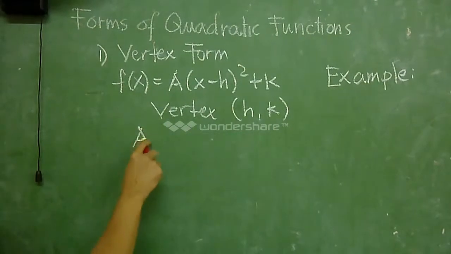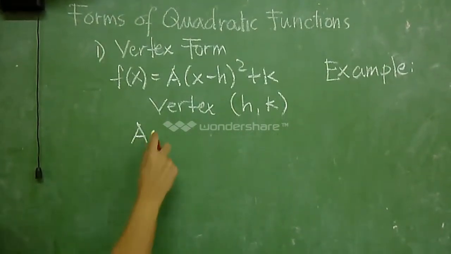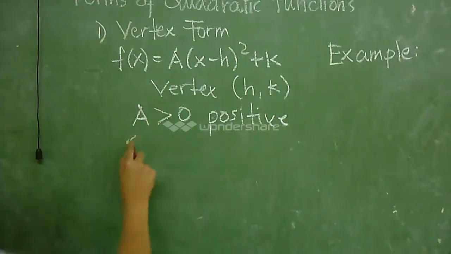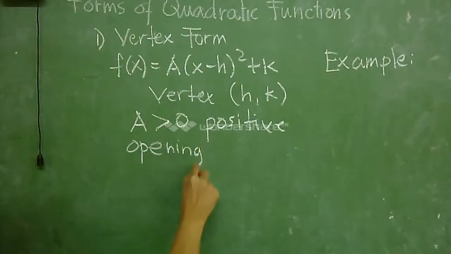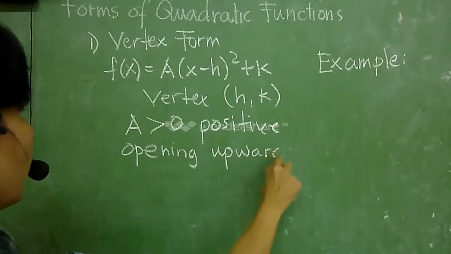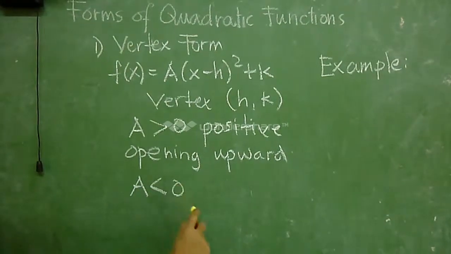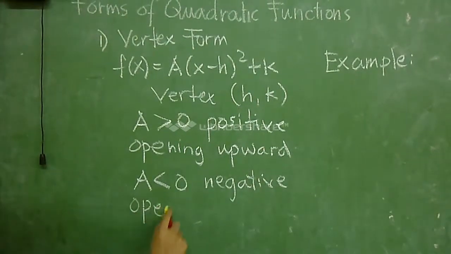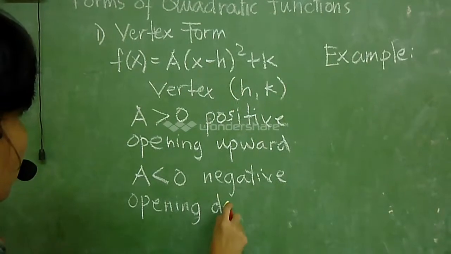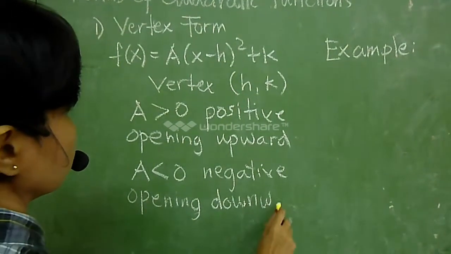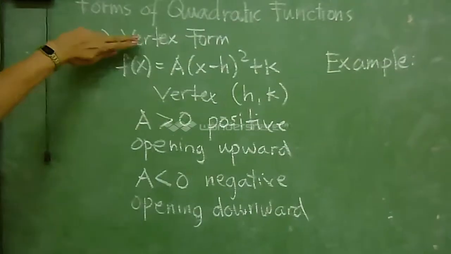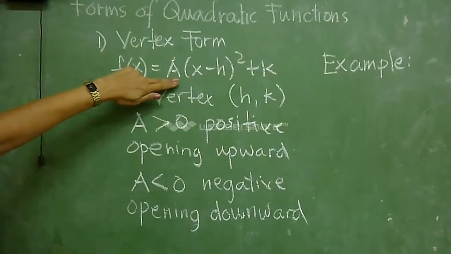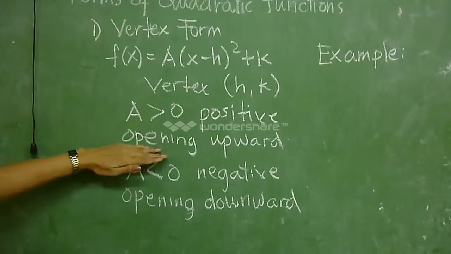And your a, the numerical coefficient of your x squared, if it is greater than 0 or positive, it is opening upward. And if a is less than 0 or negative, it is opening downward. So, ano ibig sabihin nun? Okay. Yung vertex form natin sa quadratic function, yung a dito, kapag positive siya, ang opening natin ay upward.